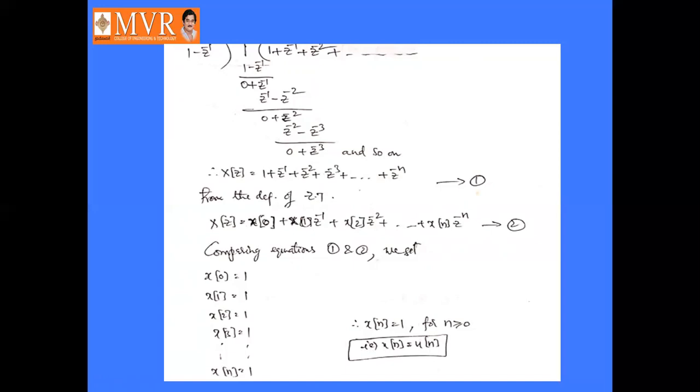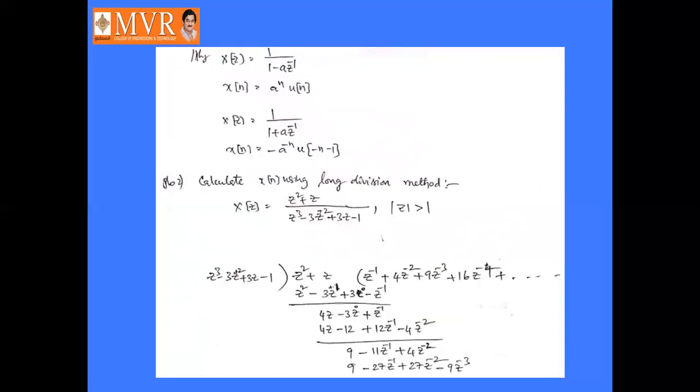Next, similarly, we can solve these problems. X of z equal to 1 by 1 minus a into z power minus 1. Its solution is x of n equal to a power n into u of n. Similarly, x of z equal to 1 by 1 plus a into z power minus 1. Its solution is x of n equal to minus a power minus n into u of minus n minus 1, right?